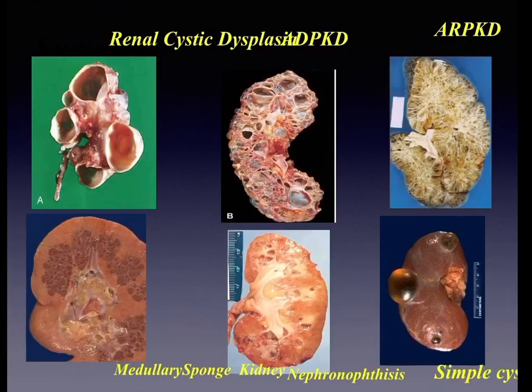Then the medullary sponge kidney, wherein we have the cystic spaces occupying the medullary region. Then we have the nephronophthisis again, where it is situated at the corticomedullary junction. And then we have the simple renal cysts, where they can be either solitary cysts which are filled with the clear fluid.